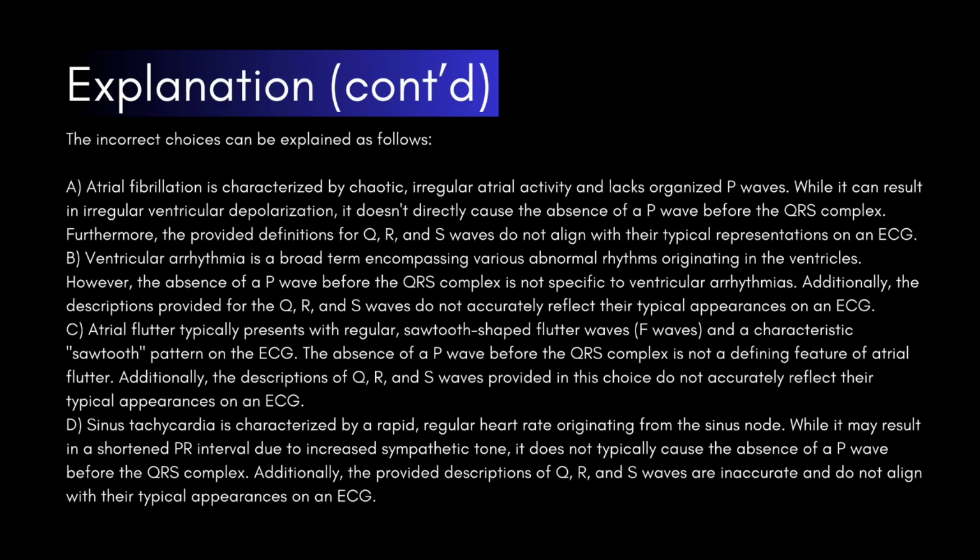Sinus tachycardia is characterized by a rapid regular heart rate originating from the sinus node. While it may result in a shortened PR interval due to increased sympathetic tone, it does not typically cause the absence of a P wave before the QRS complex. Additionally, the provided descriptions of Q, R, and S waves are inaccurate and do not align with their typical appearances on an ECG. Let's go ahead and move on to the next question.